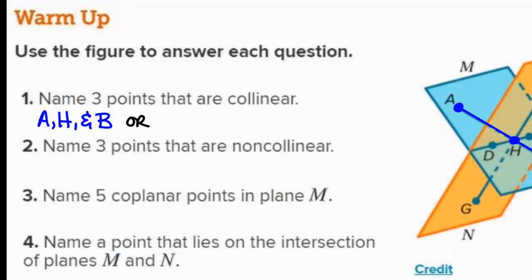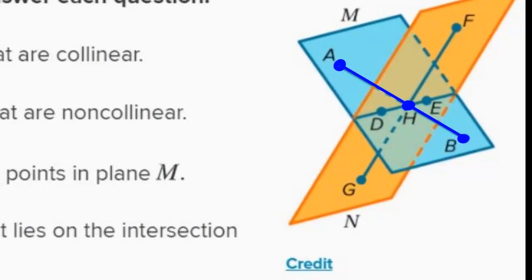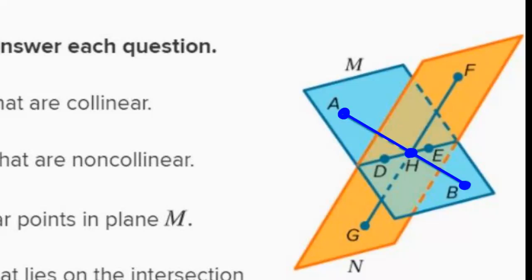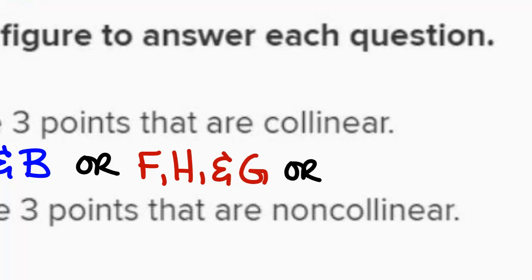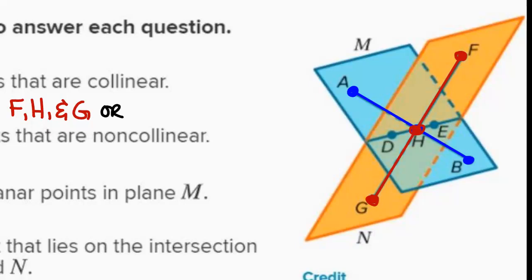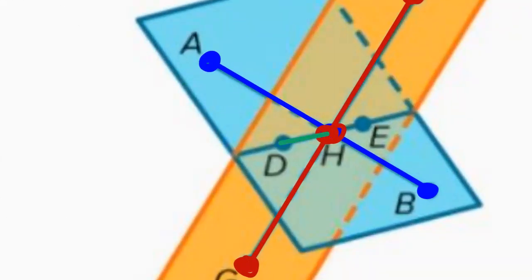Or you could have picked out the 3 points that are in the orange plane. So that would be the points that are on this line here. Point F, H, and G. Or you could have picked out the 3 points right here that are on the intersection of those 2 planes. So you could have point D, H, and E.